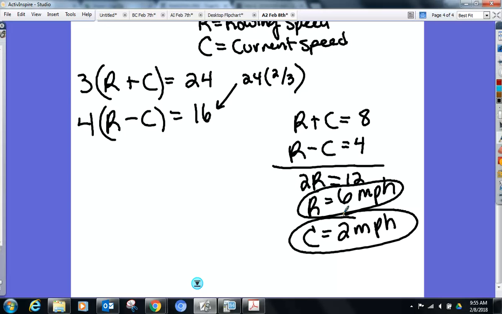How did I get R plus C, or do I need, what was your question? Yep. Yeah, you can go back to one of these original equations, as long as they're divided right. Yep. Anything else?